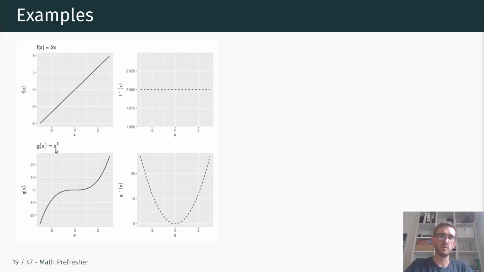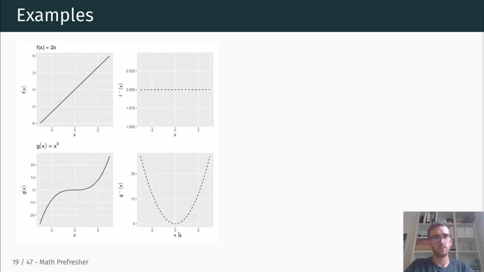If you have a slightly more complicated function like x cubed, here we have plotted x cubed from around minus 2.5 to 2.5. That's the usual shape of that function. We'll call this function g of x. And if we describe the rate of change in that function, we know that this function is continuously increasing up to this saddle point where x is equal to 0, where the slope of that function is actually 0.